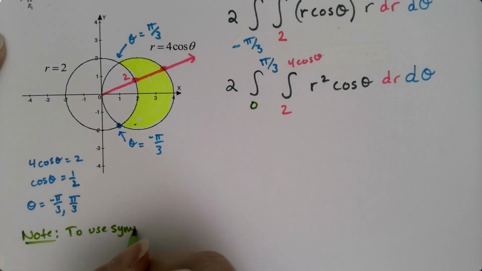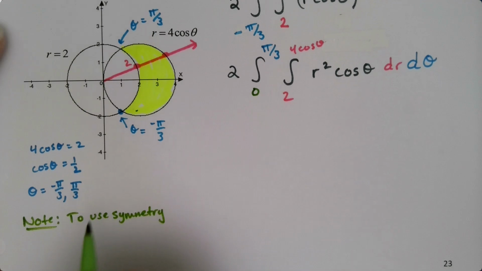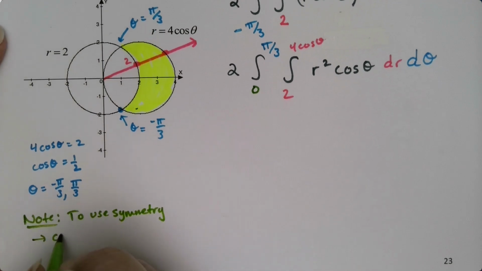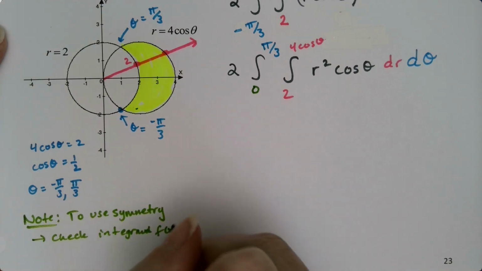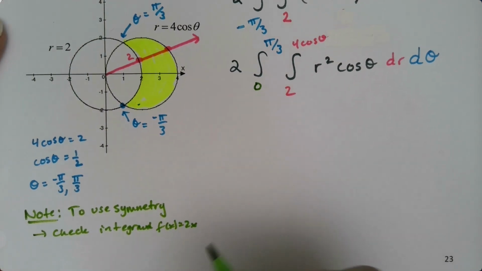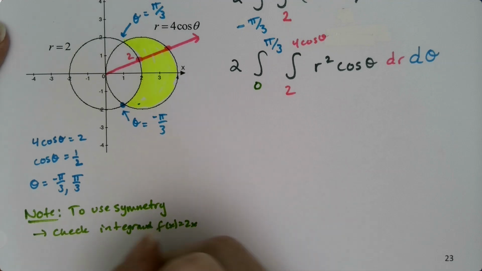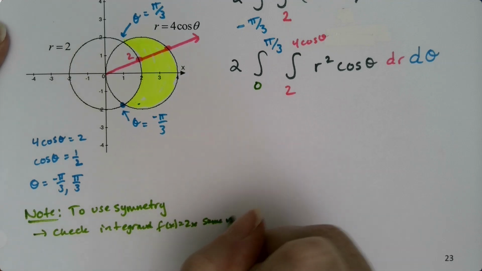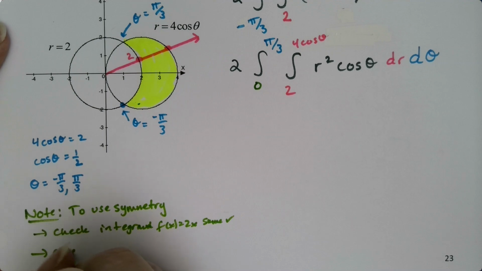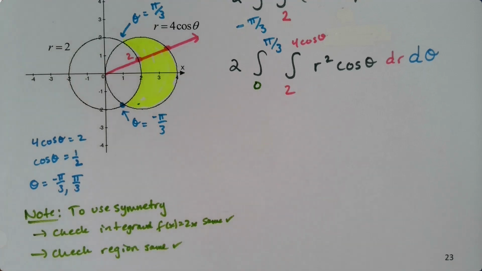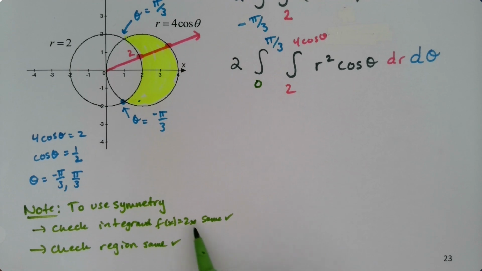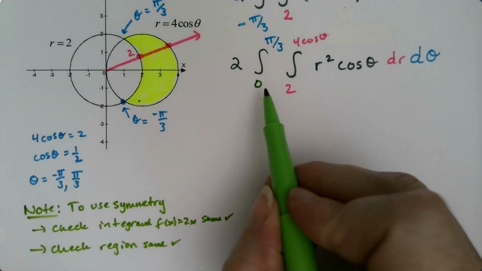Most of the time you can do it, but not always. You have to check things. Check that your integrand, which in this case was f of x equals 2x, is not affected, right? Is the same, which it is for us, so no problem. And you check that your region is the same, which it is, no problem. I mean, it's not the same, it's that it's symmetrical, right? So we're okay to cut this in half.